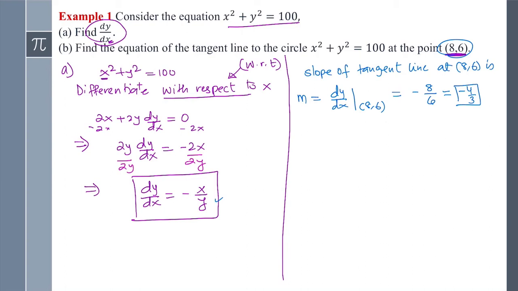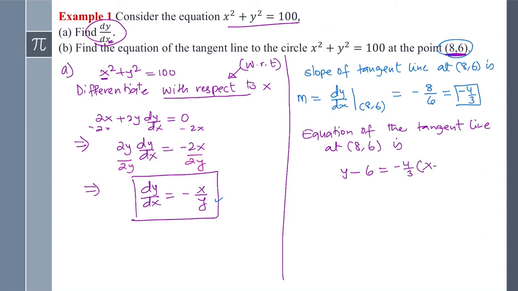And that means we can go ahead and find the equation of the tangent line. So the equation of the tangent line at the given point, which is (8, 6), is y minus y1, which is 6, equals m, which is negative 4/3, times x minus x1, which is 8.